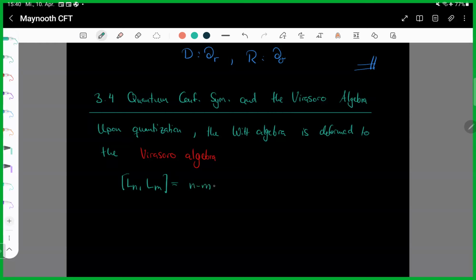You see there's going to be a term which looks exactly like the Witt algebra. This first term just returns you the Witt algebra. And then there's going to be a deformation, and this is called a central extension. I'm going to say a few words on that in a minute. With n, m in the integers Z.